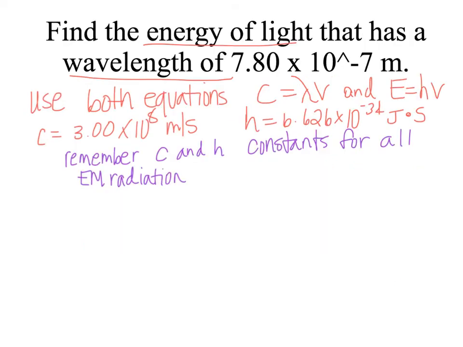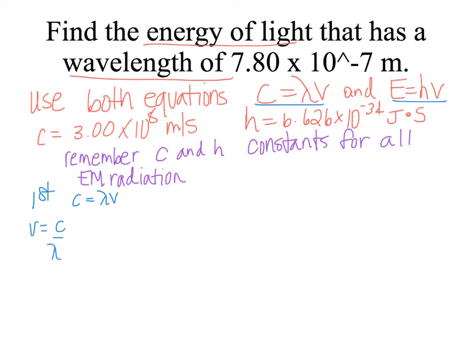Okay, so in this last example, we're going to need both equations that we've been using so far, the speed of light and the energy, because it is asking us to find the energy of light that has a wavelength of 7.80 times 10 to the negative 7. So first we're going to have to solve for frequency. So we're going to be using c is equal to wavelength times frequency, and we're going to solve for frequency.